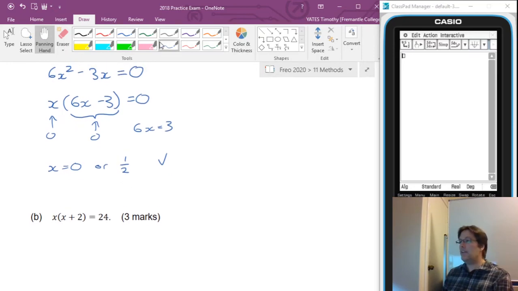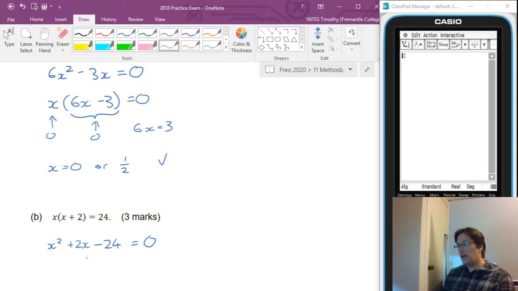This one is a little bit more complicated. First we want to expand it: x squared plus 2x, and we want to subtract 24 equals 0, because we always want to arrange it so that we've got all of our terms on one side and we've got equals 0 on the other.